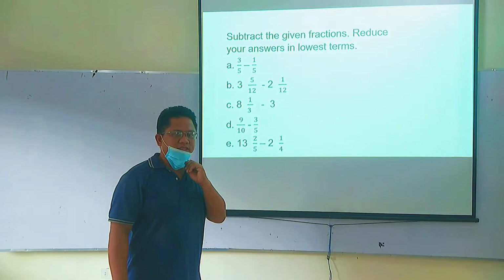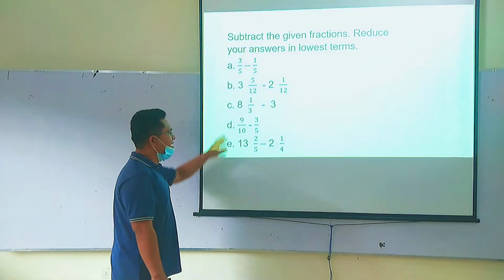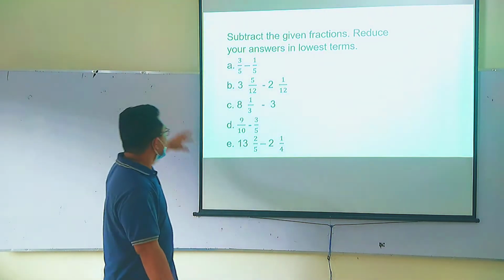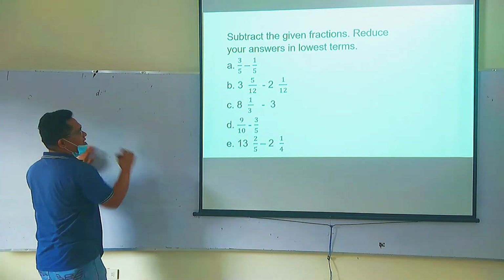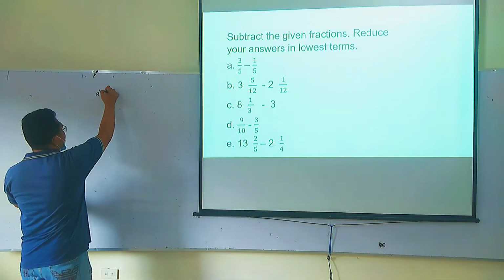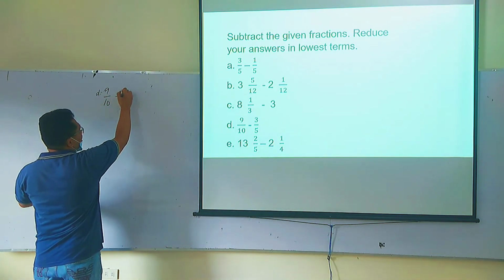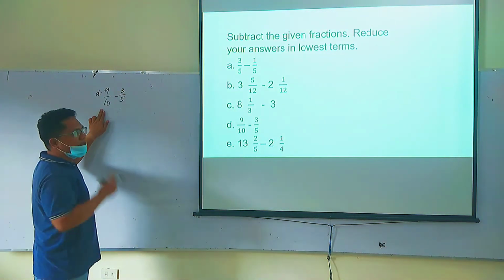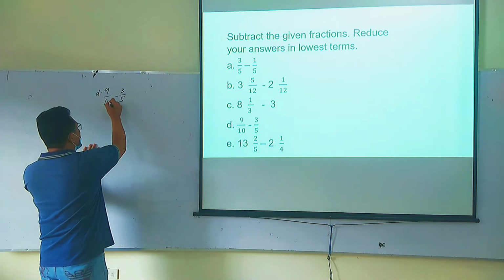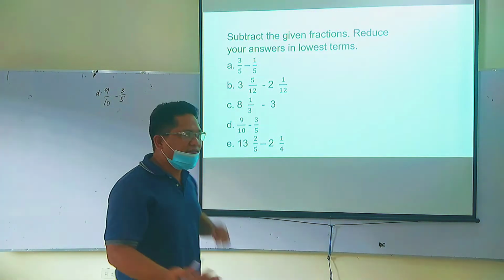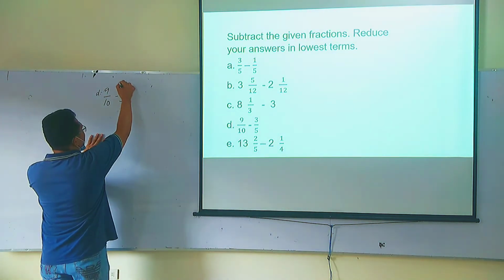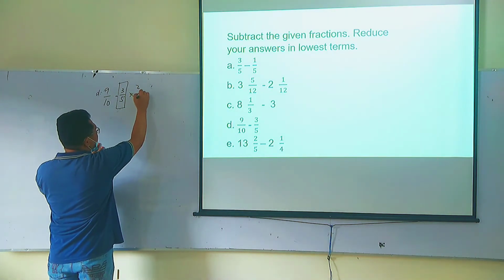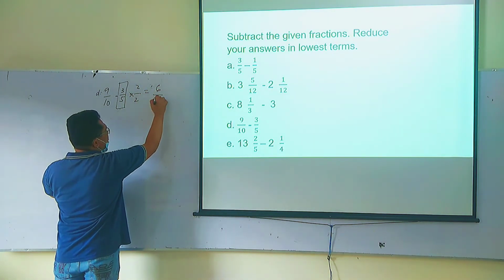Letter D. So you have 9 over 10 minus 3 over 5. So we are subtracting a dissimilar fraction. We know that 10 is equivalent to 5 times 2. Therefore, we can change this second fraction by multiplying the whole by 2 times 2. So we have 6 over 10.